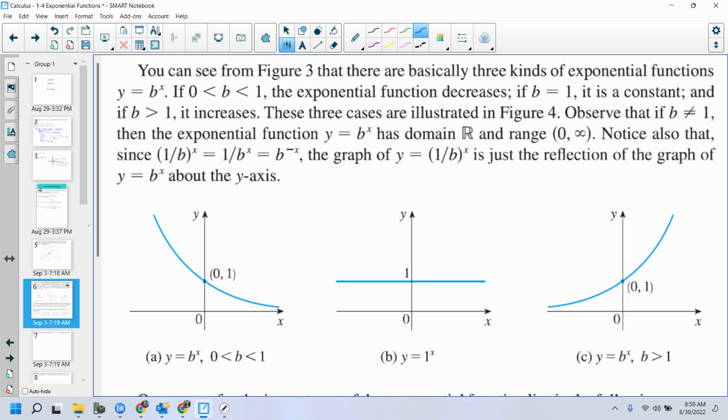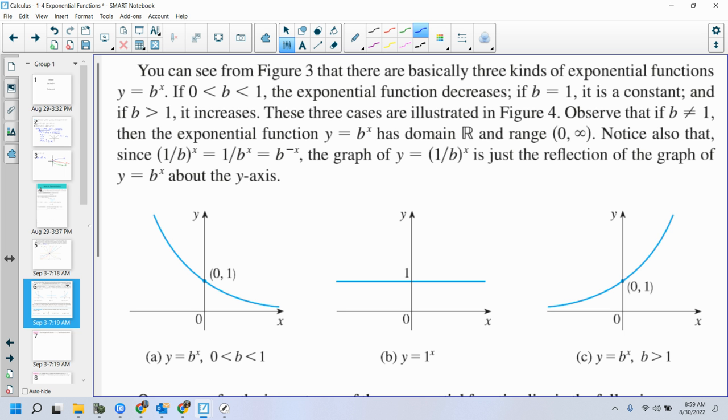The range is kind of a standard 0 to infinity. Notice that it does not equal 0. That's the idea of an asymptote, right? It's going to get closer and closer to 0, but never reach it. It's going to be 0 to infinity unless I shift it up or down, unless a vertical shift has happened. Okay.